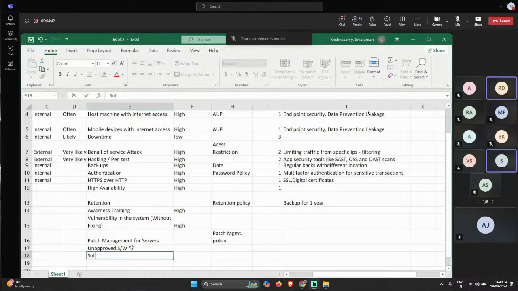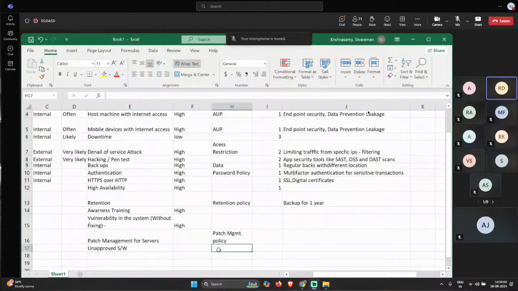On the policy side, is it a risk? No, it is not a risk in this. You put the policy. Okay, not on unapproved. No, put it on the next line. It is on the same line.